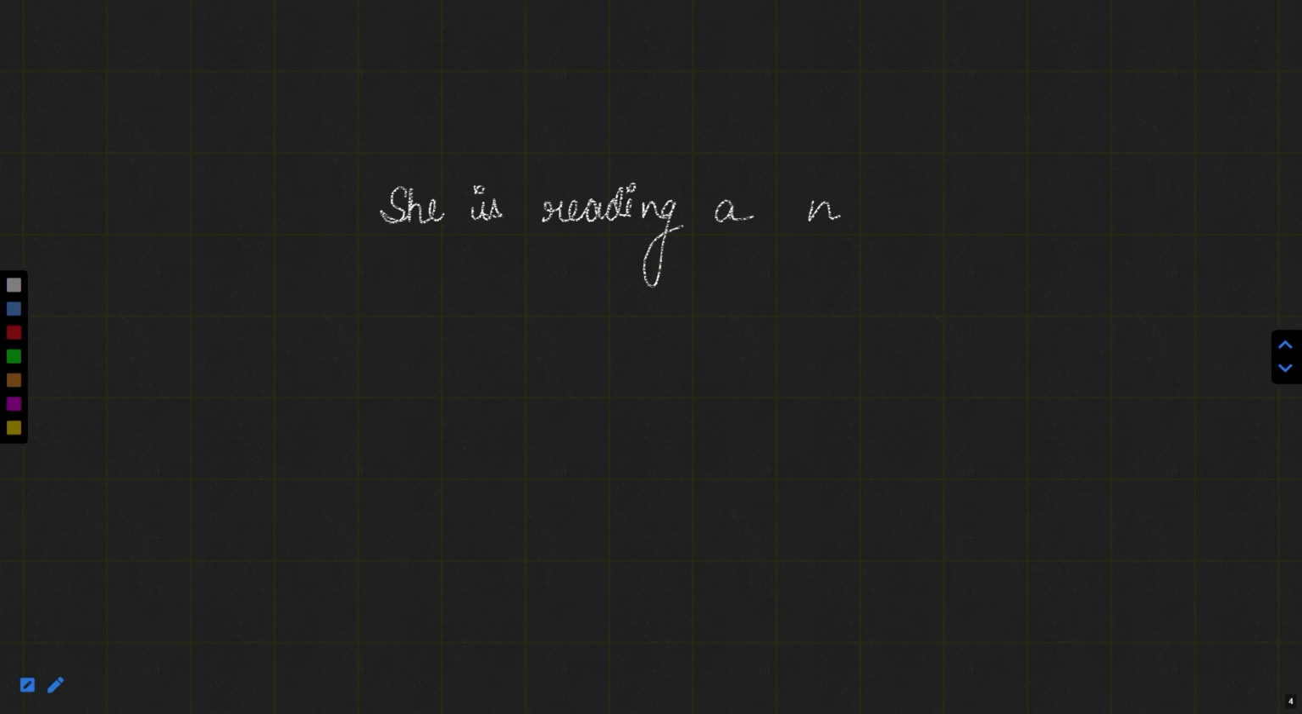Okay, this is present continuous tense. If you want to convert this into passive voice, what do we need? First of all, the object on the subject place. So this is the object. Let us write this on the subject place. So this is a novel. Okay, a novel. Now what do we have?